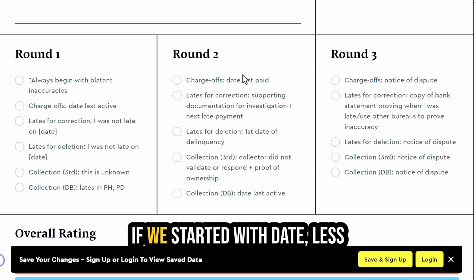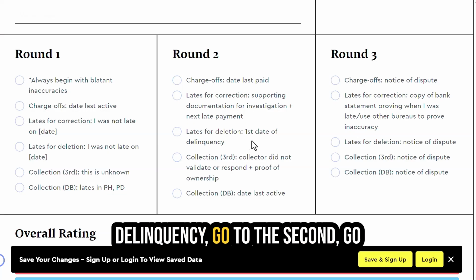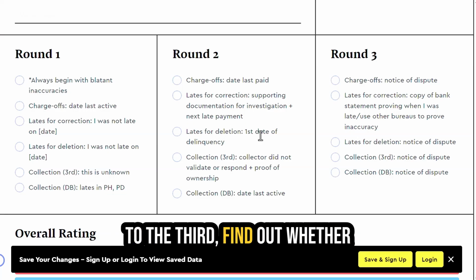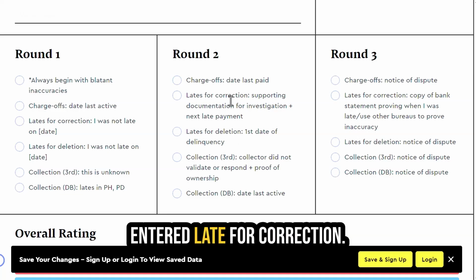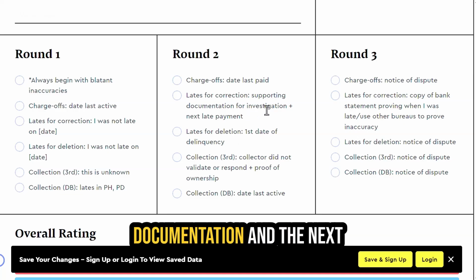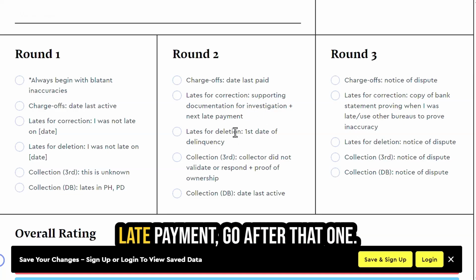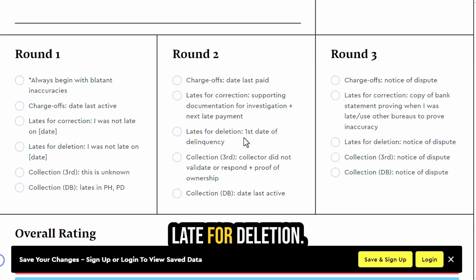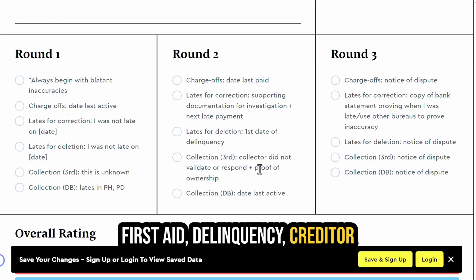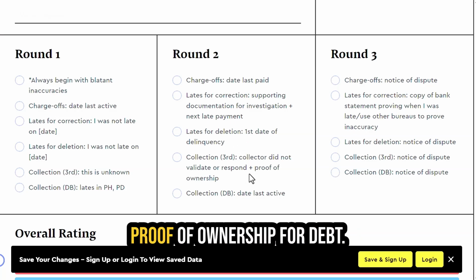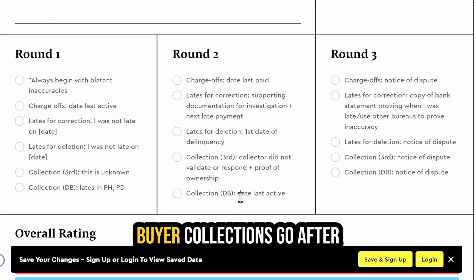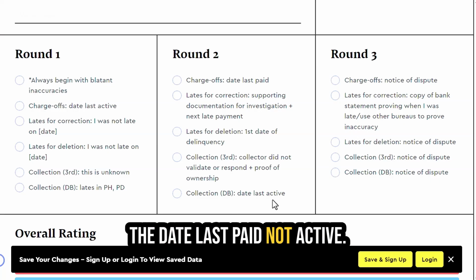For round 2, find different things. If we started with date last paid, go to date last active. If you started with first day of delinquency, go to the second, go to the third. Find out whether the notice of dispute was entered. Lates for correction, ask for the supporting documentation. And the next late payment, go after that one. Lates for deletion, first day of delinquency. Creditor did not validate or respond, and proof of ownership. For debt buyer collections, go after the date last paid, not active.